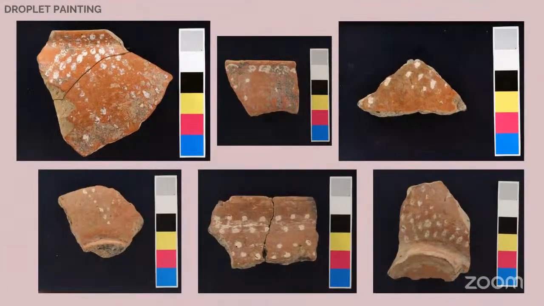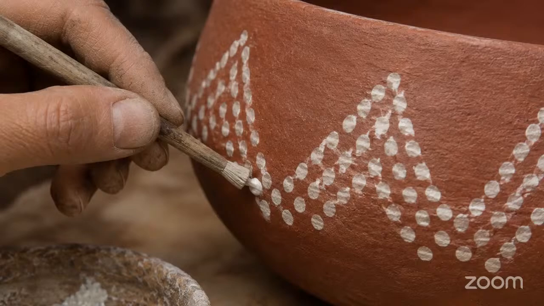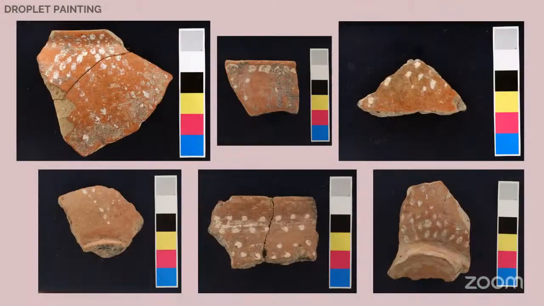Drop or droplet painting did not require these linear brush strokes, but relied on repeated dabbing of the tip of the brush on the surface, making these little dots. So it didn't involve dripping of paint, but the contact of the brush with the surface. And by grouping of these dots, they formed these ornaments. And it's always done in white painting.